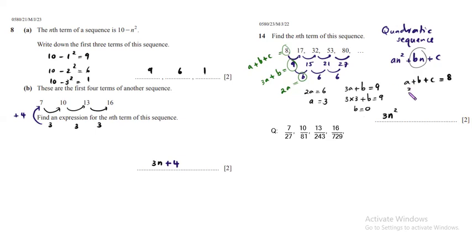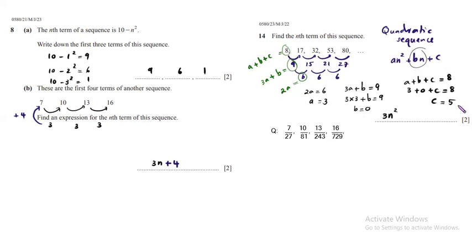I know that a is 3, b is 0. I need to find what c is. So 3 plus 0 is 3. I need to take the 3 to the other side. It gets deducted from this 8, leaving you with the value of c. So that is 8 minus 3 will be equal to 5. This is going to be the value of c.